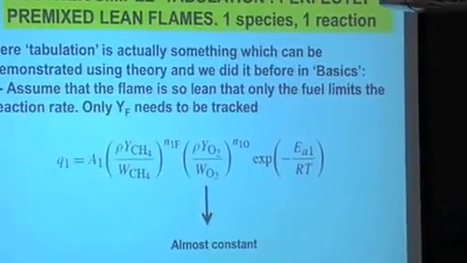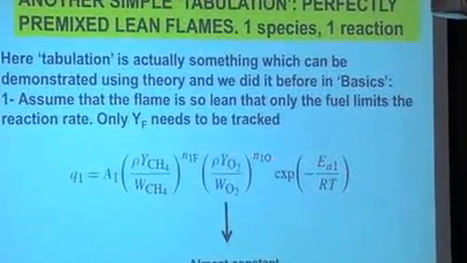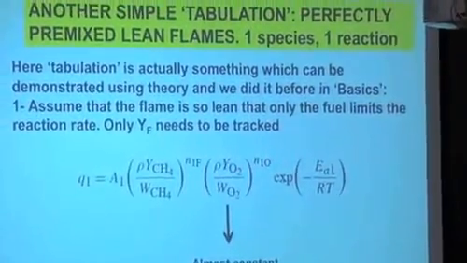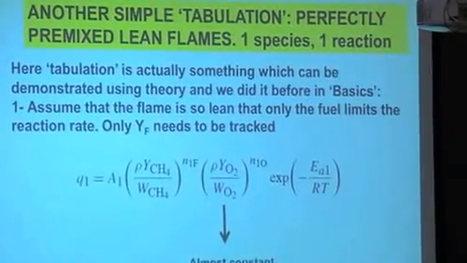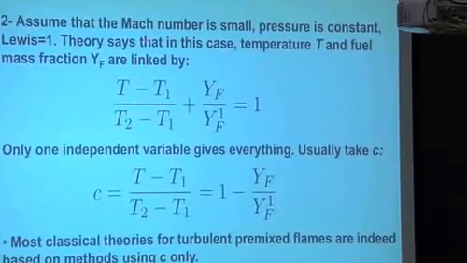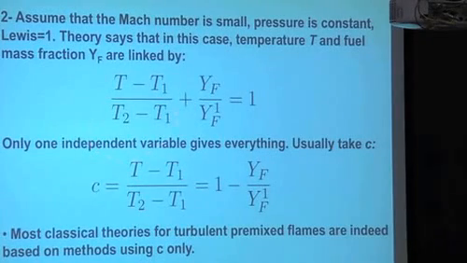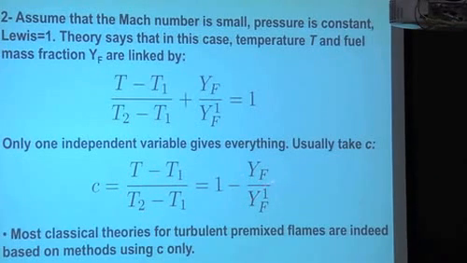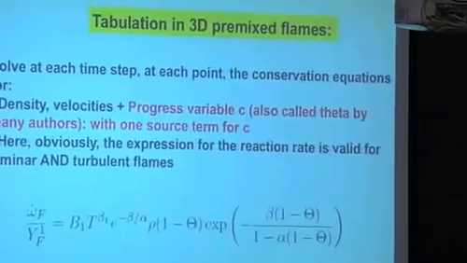And again, I will assume that the Lewis number is unity in the next slide. So if you have an expression for the reaction rate like this one, this term will be almost constant because there's enough oxygen everywhere, so the only important parameter is that one. If you suppose that the Mach number is small and pressure is constant, we've done that, Moshe has done it, you can prove that you only have one variable in this flow, which is the progress variable, either the temperature change or the fuel mass fraction change. And in most cases for turbulent premixed flames, we work only with the progress variable.